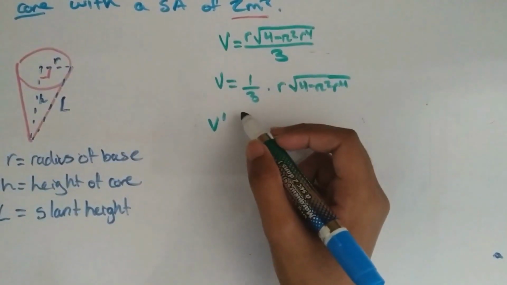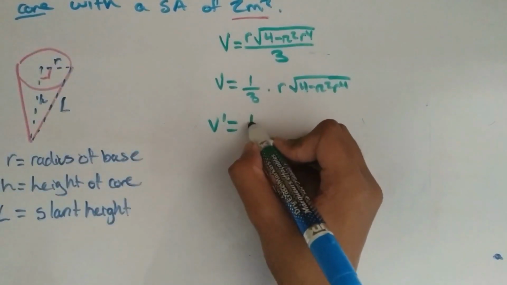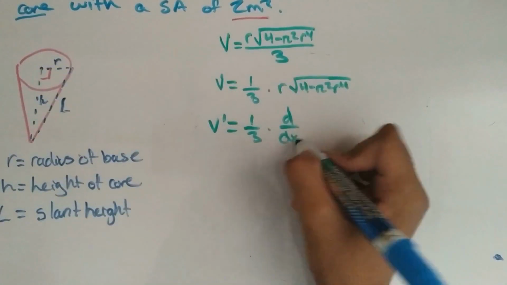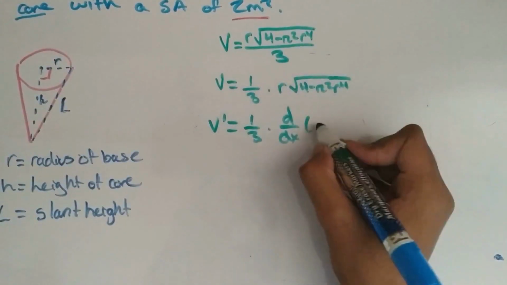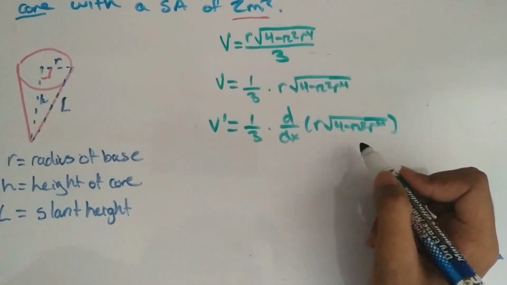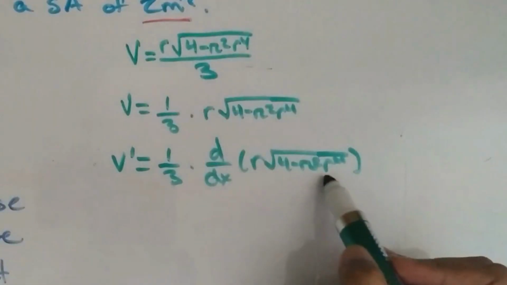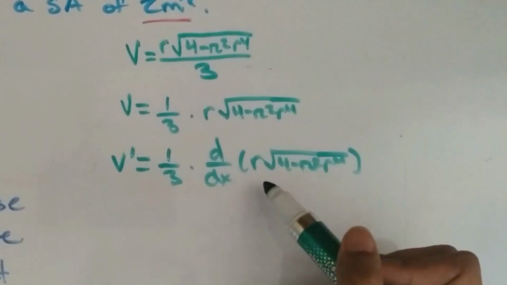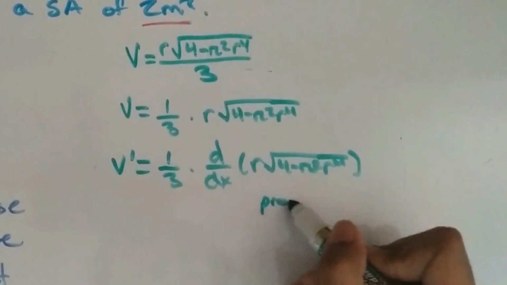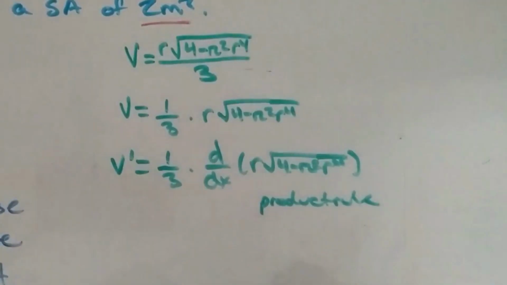So utilizing the rule, we can rewrite the derivative of volume to just be 1 over 3 times the derivative of this part over here, r times the square root of 4 minus pi squared r to the 4, and we can rewrite it as such. Okay, so we know we have to take the derivative of this section over here. So taking the derivative of this, we're going to need to utilize the product rule. So we're going to go ahead and do that for the next step.